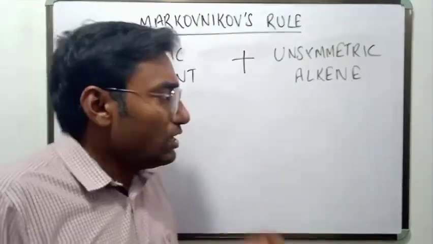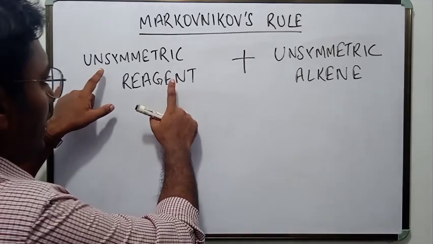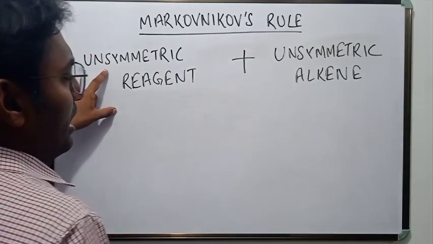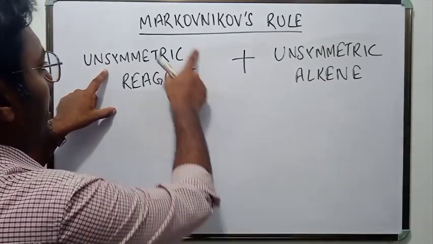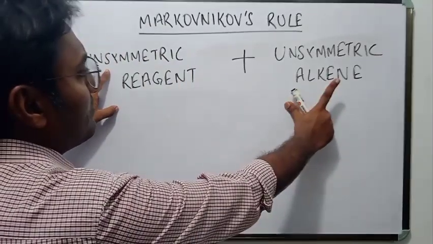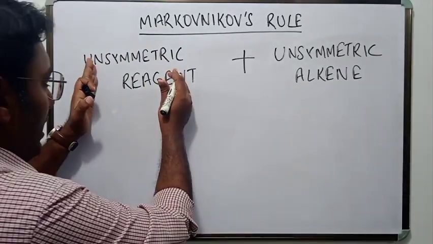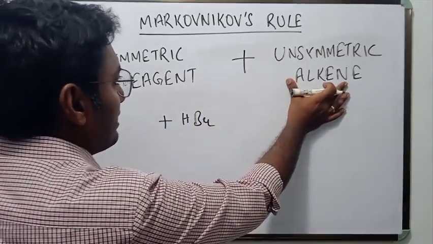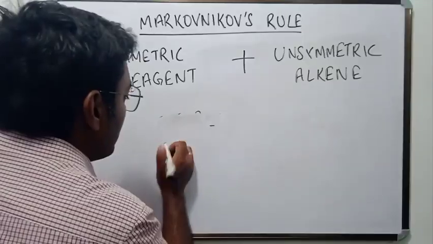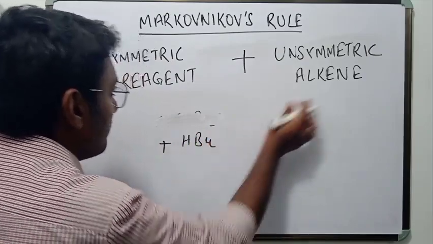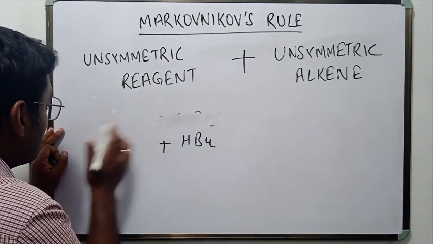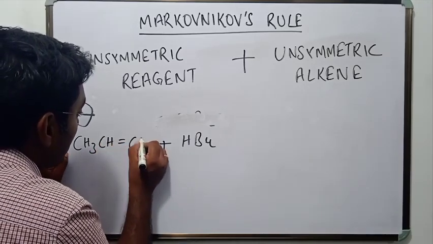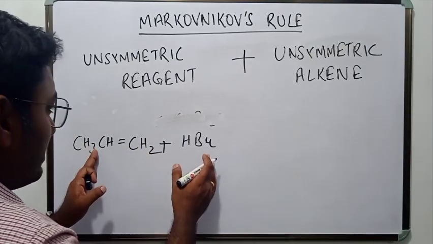My question to you is, what would happen if an unsymmetrical reagent reacts with an unsymmetrical alkene? I take the example of an unsymmetrical reagent HBr, and the simplest example of an unsymmetrical alkene, which is prop-1-ene or simply propene. So what would happen if I react it with this?